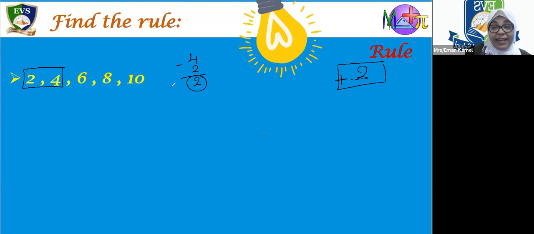How can I find the next? Use the rule. 10 plus 2 is 12. But here I don't need what's next. I need the rule only. Okay. Number two.